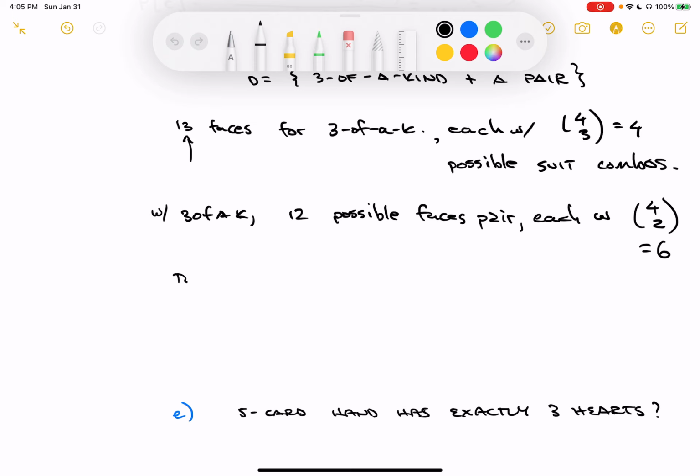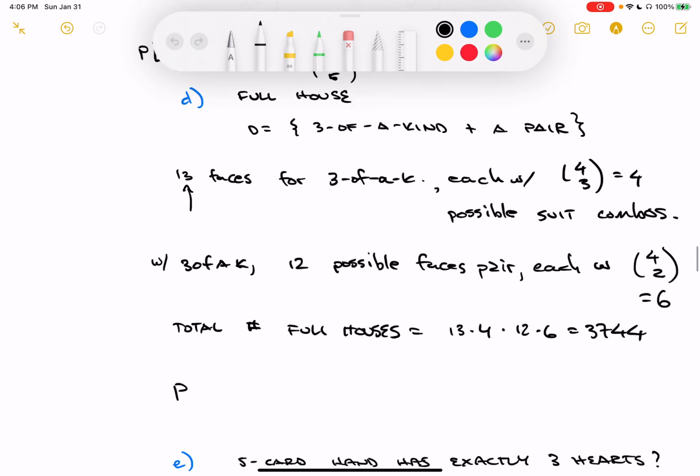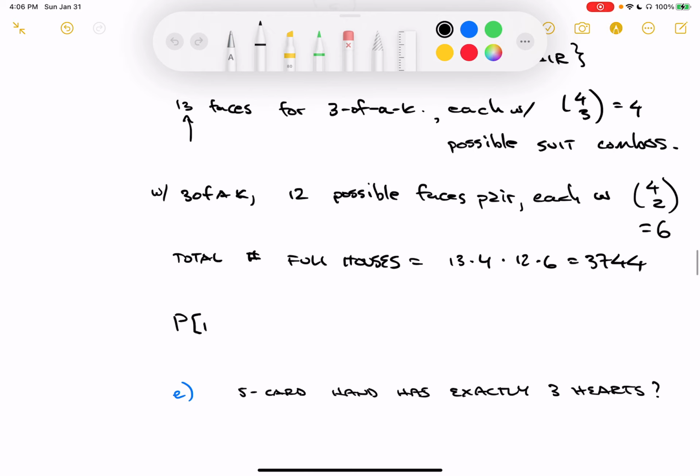So the total number of full houses is equal to what? It's 13 times the 4, that's the first line up there, times 12 times 6. And if I go through and carry that all out, that's 3744. So 3744 times the probability of A is going to be my probability of, in this case, D, this full house. So probability D is going to be equal to 3744 times the probability of A, where A was just a single event.